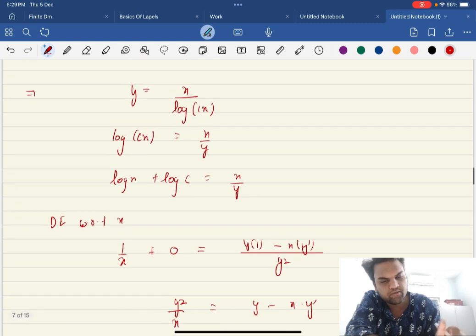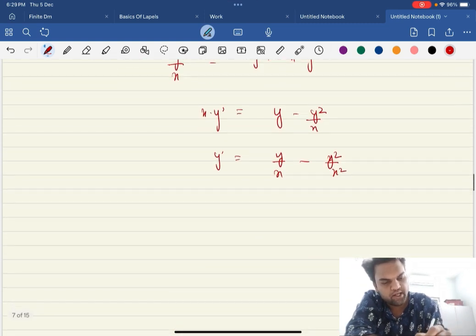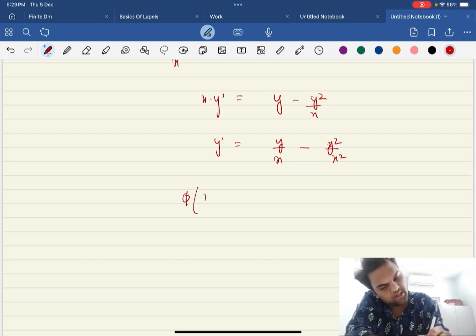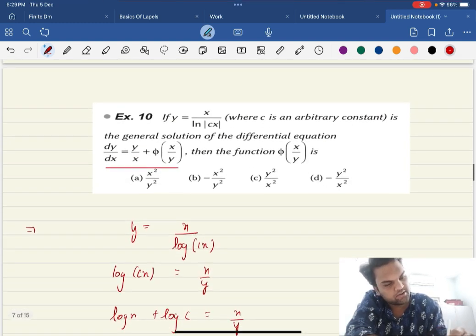Now compare this equation with the given differential equation. So we get phi of x over y as minus of y square over x square. So our correct answer will be D.